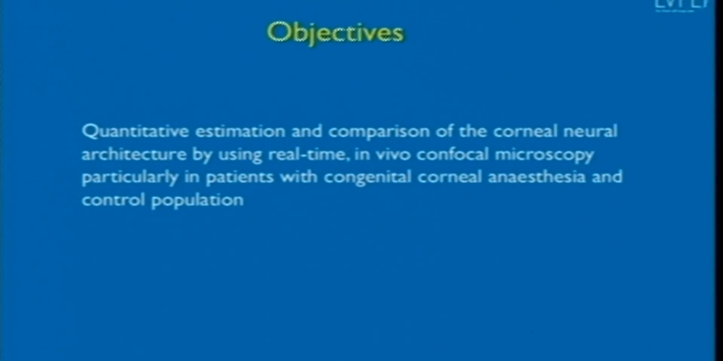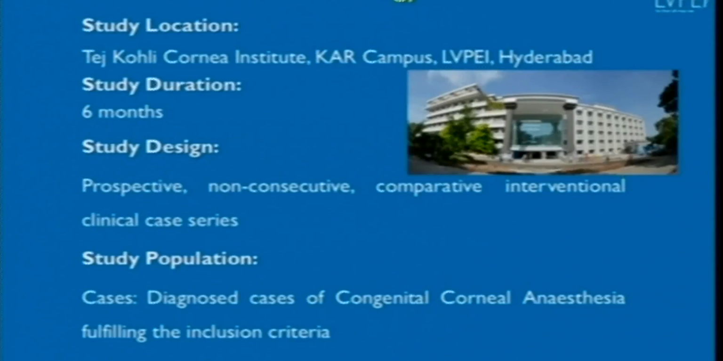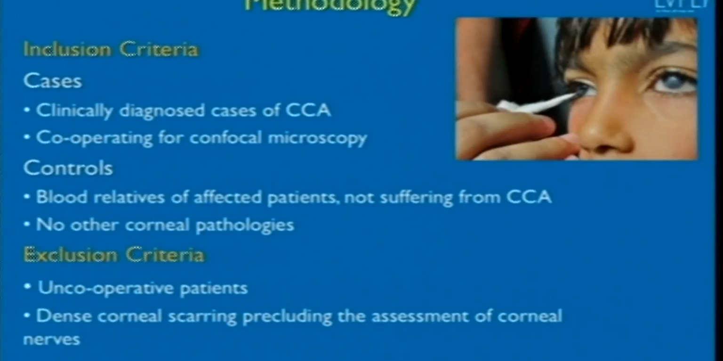Therefore, our objective was the quantitative estimation and comparison of the corneal neural architecture using real-time in vivo confocal microscopy, particularly in patients with congenital corneal anesthesia, and comparing them to a control population. The study was conducted in Tej Kohli Cornea Institute. It was a prospective, non-consecutive, comparative interventional clinical case series. The study population included cases of congenital corneal anesthesia which fulfilled the inclusion criteria, and the controls were their unaffected siblings or parent. The inclusion and exclusion criteria were listed and adhered to.